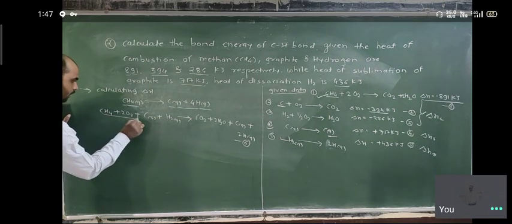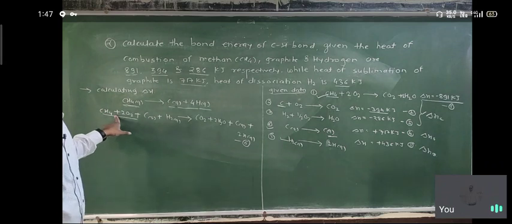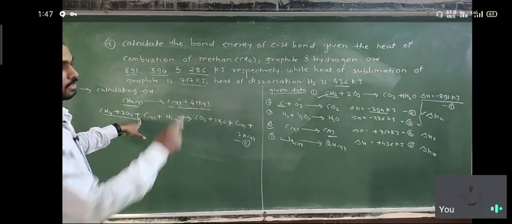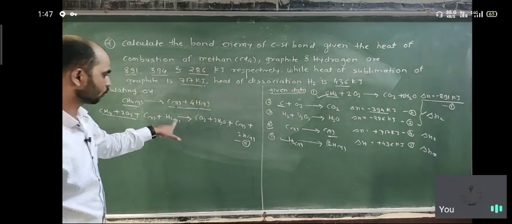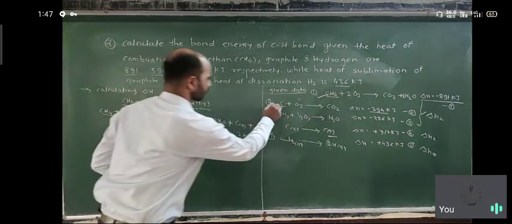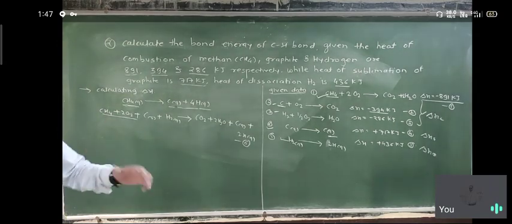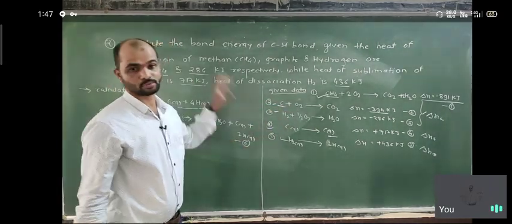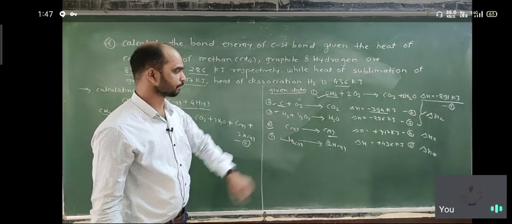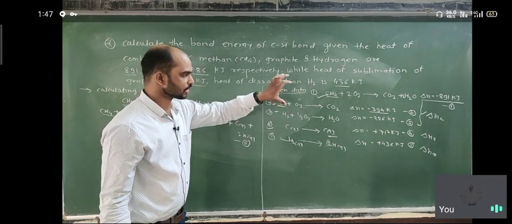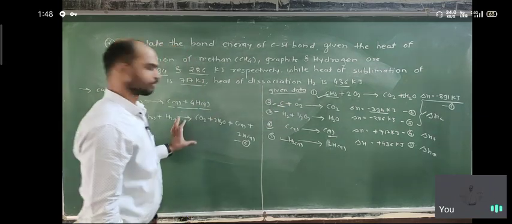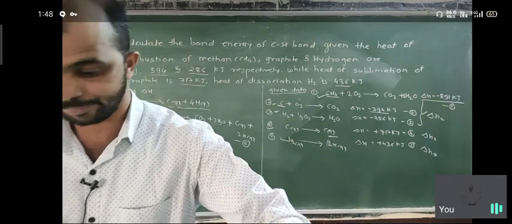For this, the value is minus 891. For carbon gas, the value is 717. For twice H2, the value is 436. So we already have the values. But what happens for this one? We remove this energy too, because in the total process the carbon itself undergoes combustion and the H2 also undergoes combustion, so there is no need of these values. So we cancel or remove this value from the given equation.